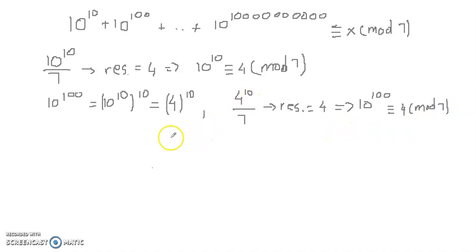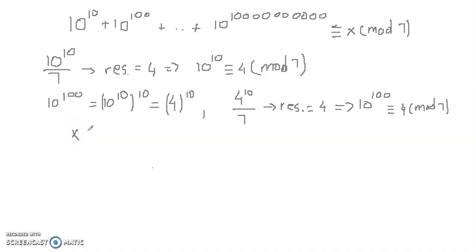Okay, so what about the following number in this sum? This is 10 to the power 1000, and again I can use 10 to the power 100 as the base, to the power 10. Again I get 4 to the power 10, so that will give me 4 modulo 7, which means that all of these numbers in the sum are 4 modulo 7.